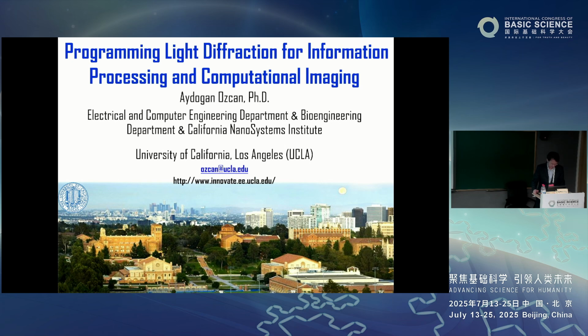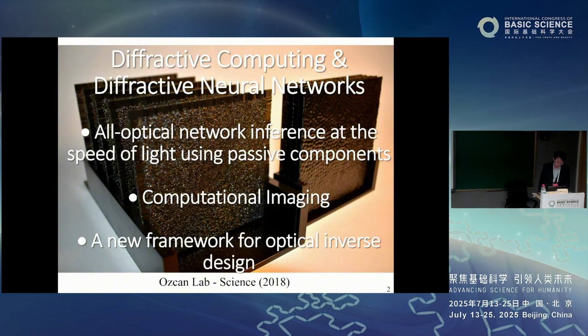This presentation topic is programmable light diffractions for information processing and computational imaging, which primarily focuses on building artificial intelligence with light through physical principles. The research work was first published in Science in 2018. In this work, diffractive optical computing and diffractive networks were proposed for constructing intelligent physical systems to perform mathematical computations.